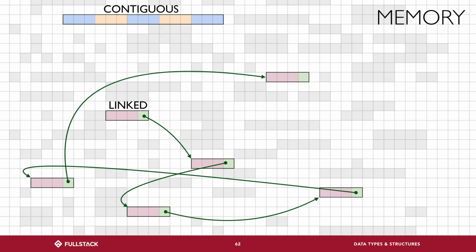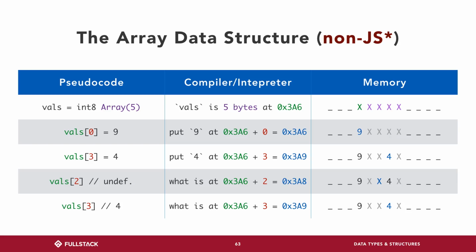But the book is the contiguous one, where it's one big thing, but because it's all right next to each other, I can take the shortcut of jumping to whatever index of it that I want. So this is how something might look behind the scenes in a language like C.